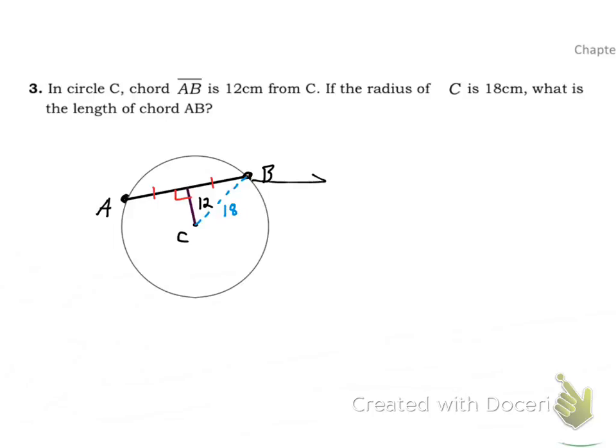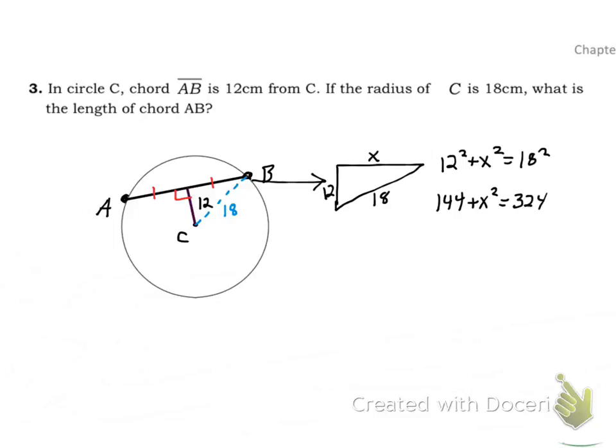So I'm going to go ahead and draw that right triangle I just created. I have a right triangle whose height is 12, hypotenuse is 18. I just need to find this missing side. So we're just going to say 12 squared plus x squared equals 18 squared. So that's going to be 144 plus x squared equals, I always forget 18 squared, that is going to be 324. 324 minus 144, we're going to come up with x squared is going to equal 180.